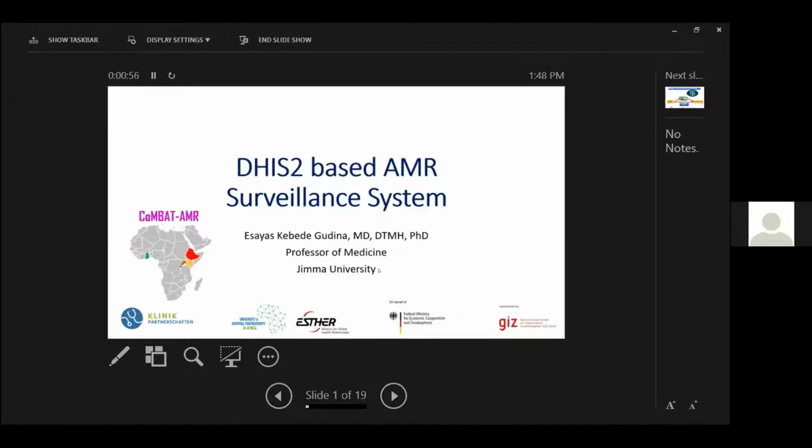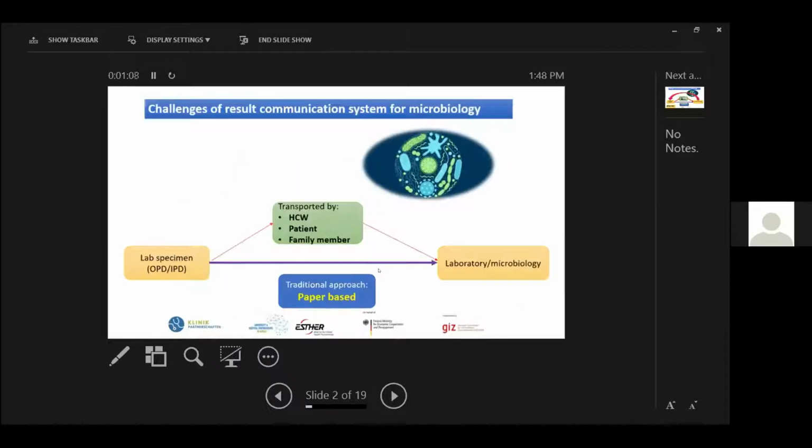So we started this project with our German partners that was supported by GIZ. We have 6 partners in Germany paired with all the 6 partner sites. So when we started this project, it was initiated through the problem we faced in antimicrobial resistance in the world and in particular in Africa, where the result communication system for microbiology is a big challenge. And we follow a traditional system of lab specimen being transported by either healthcare worker, patient, or family member, and request sent through paper to the laboratory.